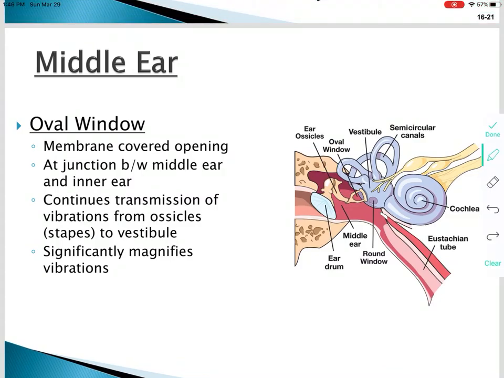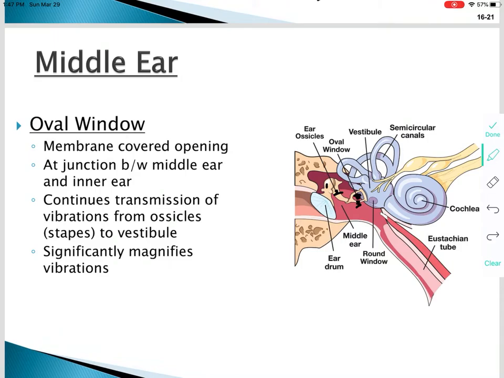Okay, one last structure of the middle ear to talk about is the oval window. It's the space right here in the middle of the stapes. So we had the malleus, incus, and stapes, and the space in between the stapes is called the oval window. It's more than a space, it's actually a membrane, and it's at the junction between the middle and inner ear.